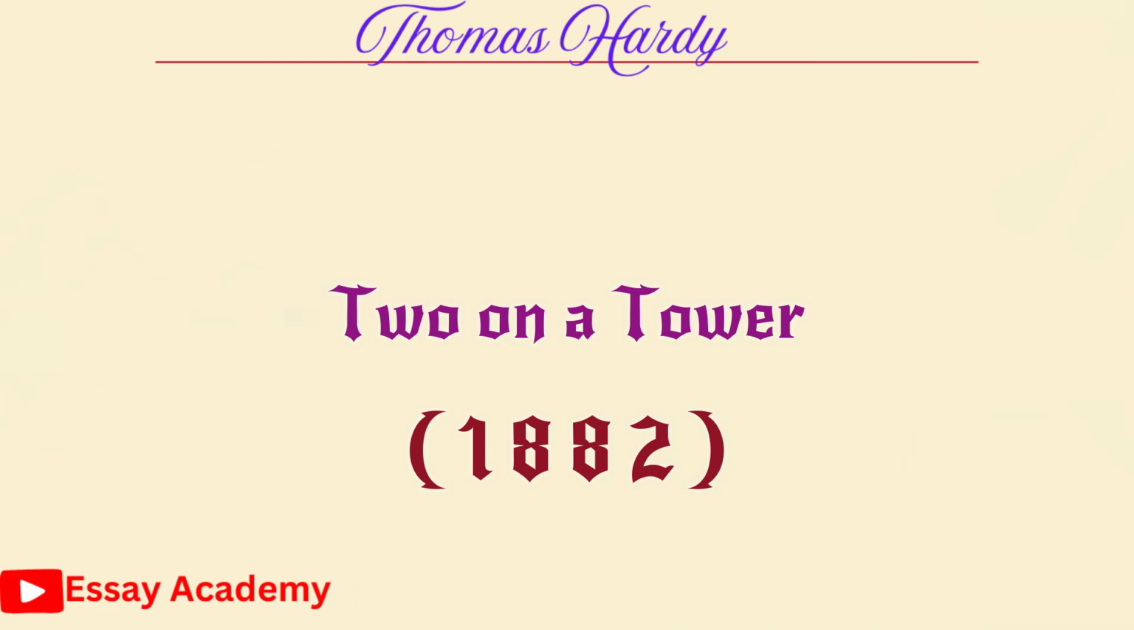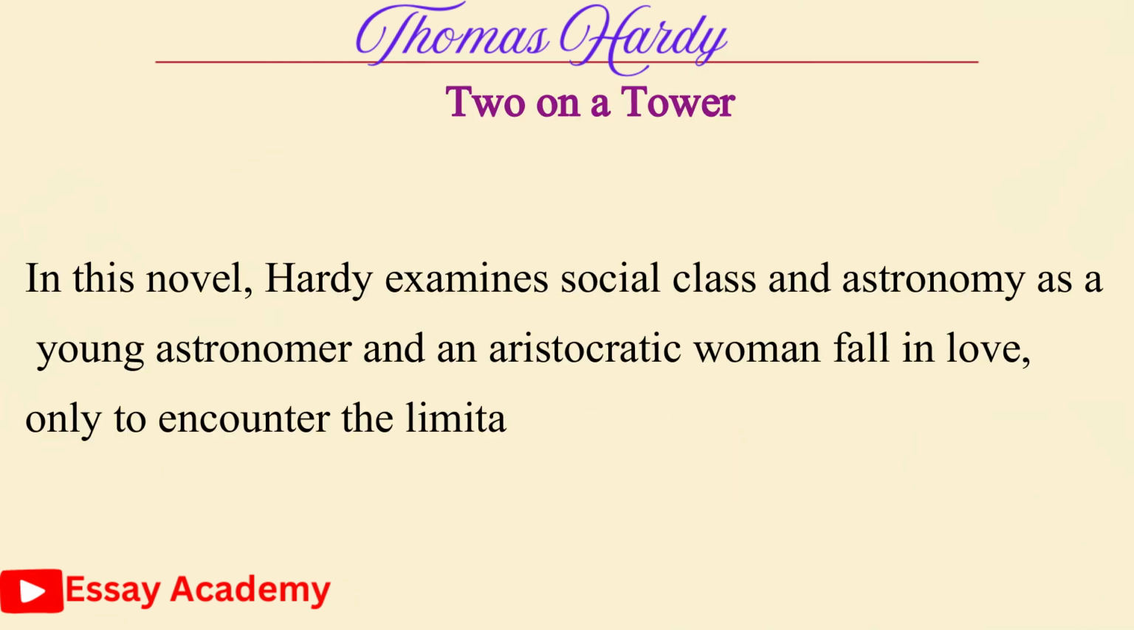Two on a Tower, 1882. In this novel, Hardy examines social class and astronomy as a young astronomer and an aristocratic woman fall in love, only to encounter the limitations imposed by society.